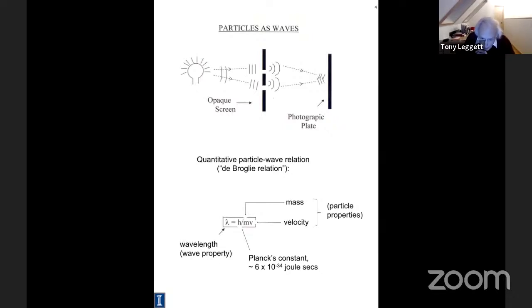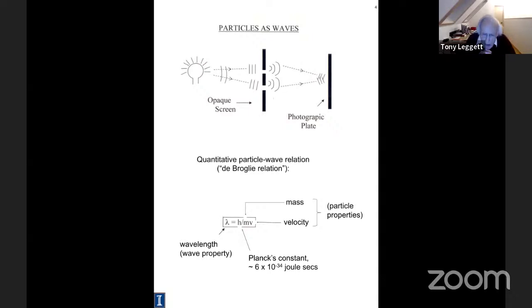There's a quantitative relation between the particle and wave aspects, the so-called de Broglie relation. That relates a wave-like property, the wavelength lambda, to two particle-like properties, namely the mass and velocity. And the quantity which relates them so as to get the dimensions right is Planck's constant, which is a few times 10 to the minus 34 joule seconds. So very, very tiny on an everyday scale. Nevertheless, under appropriate conditions, we can see particles behaving like waves, but only under certain conditions.